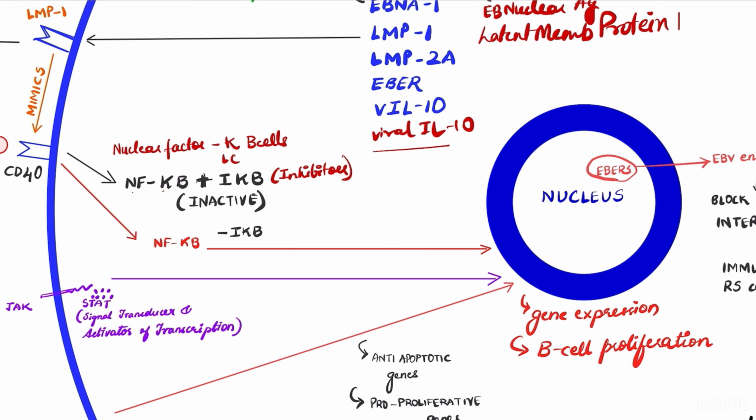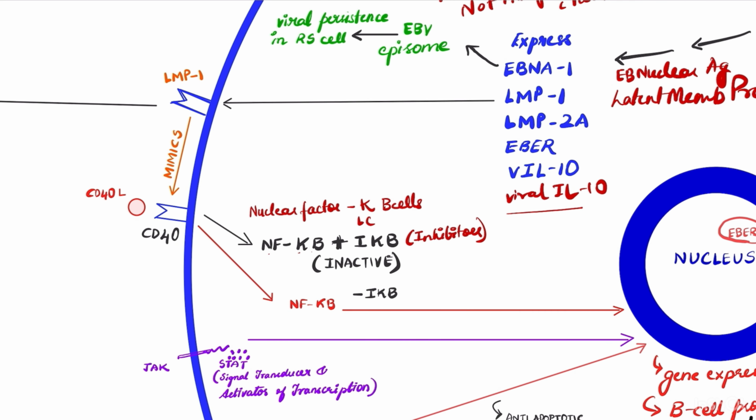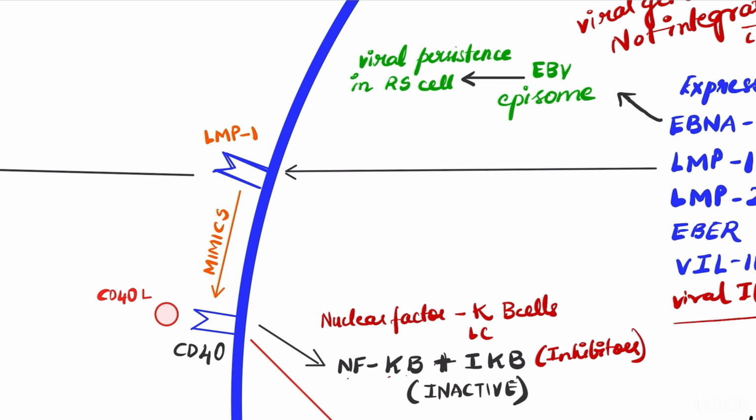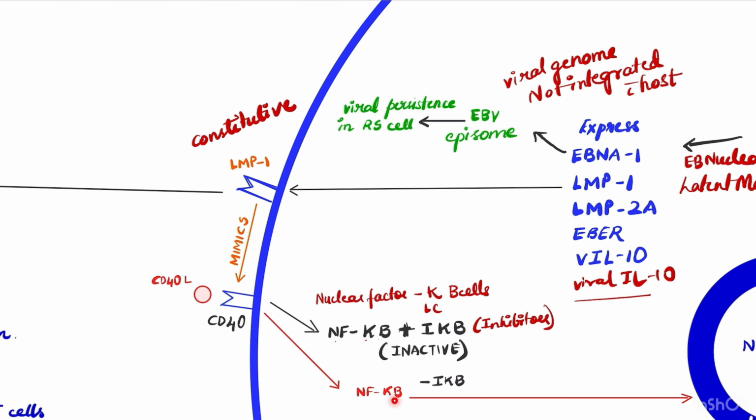In the case of the normal NF-kappa B pathway, as long as it is stimulated, it will cause B cell proliferation. Whereas in the malignant RS cell, in the malignant B cell, this LMP1 will mimic this CD40 even in the absence of CD40 ligand. Even when the ligand is absent, the LMP1 is constantly active. It is called constitutive activation. It is constitutively active, so it will constantly stimulate this NF-kappa B.